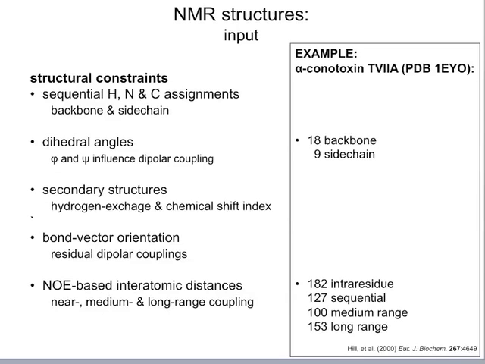And again, that information allows us to create a model that satisfies all of these data, all of these constraints. Looking at a particular problem, I've shown you in the previous slide the NMR structure derived for alpha-conotoxin. We don't really care what this protein is, but they assigned all the sequences. They were able to do some experiments to give them 18 backbone and 9 side chain dihedral angles, not very many when you consider the size of this protein.